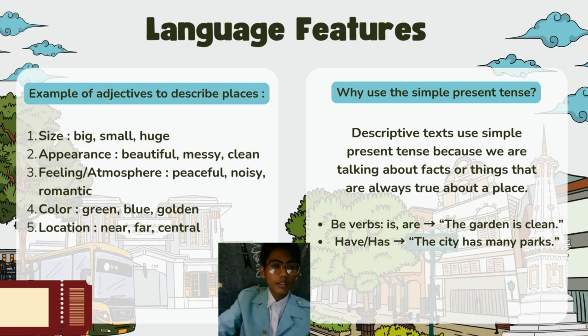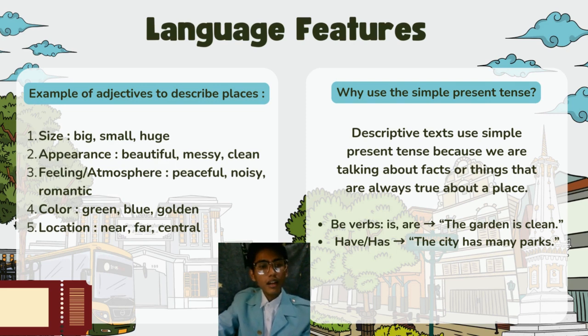The first one is the use of adjectives to describe places. The first one we have is size. Size means ukuran. There are big, small, huge. And the second one is appearance. It means penampakan atau penampilan. The examples are beautiful, messy, or clean. The third is feeling or atmosphere, suasana. It could be peaceful, noisy, and romantic.